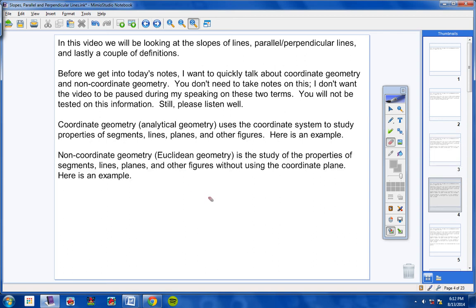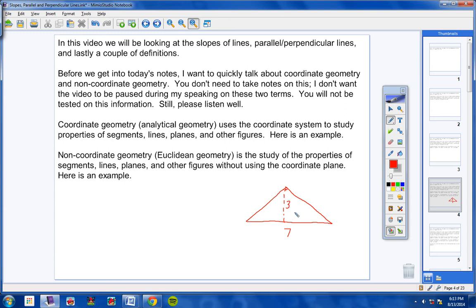Non-coordinate geometry, or Euclidean geometry, is the study of the properties of segments, lines, planes, and figures without using the coordinate plane. Now here's an example. If I had that same triangle drawn like this, and then I told you the height was 3, and I told you the length going across was 7, and I said find the area of that triangle.